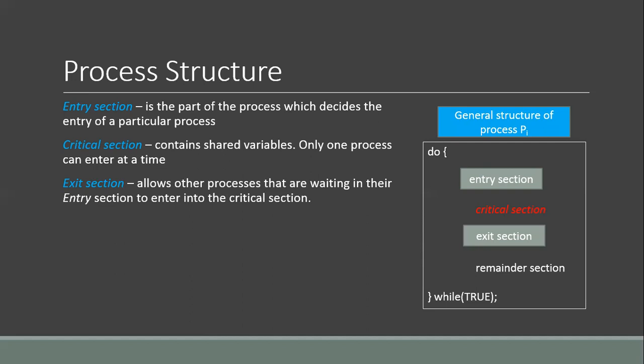While a process is executing in its critical section, the other processes who want to execute their critical section must be put on hold. That is, those processes will be waiting in their entry section. And when the first process completes its critical section, then in the exit section it will mention that it has completed its critical section. So one of the waiting processes should be allowed to execute its critical section.